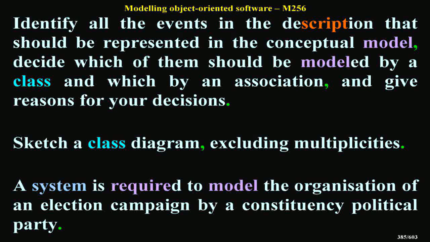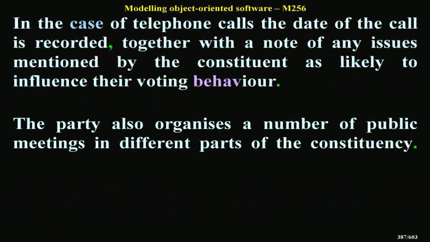A system is required to model the organization of an election campaign by a constituency political party. During the campaign, local activists carry out telephone canvassing and visit local community organizations from which the party hopes to gain support. The party records all the telephone calls and visits that have taken place. In the case of telephone calls, the date of the call is recorded, together with a note of any issues mentioned by the constituent as likely to influence their voting behavior.